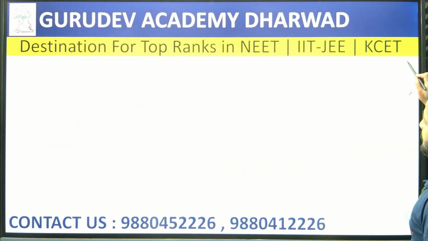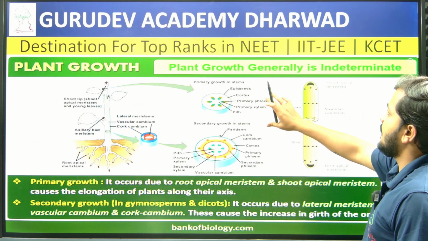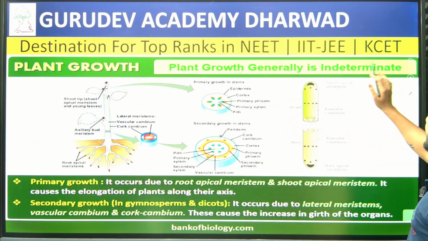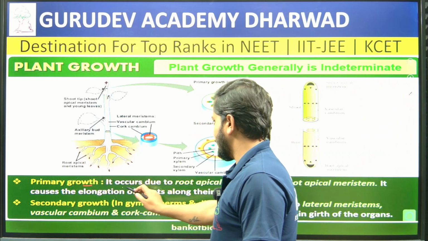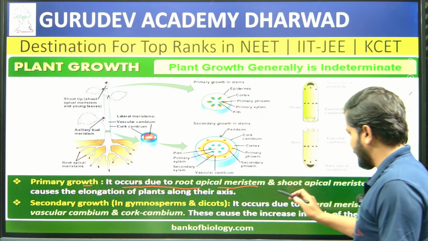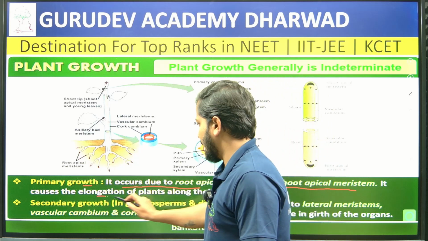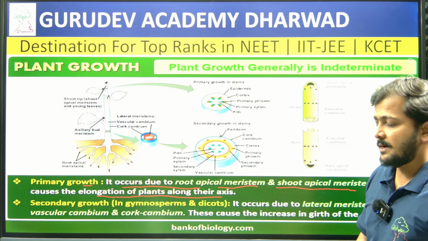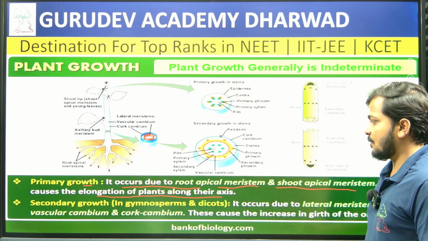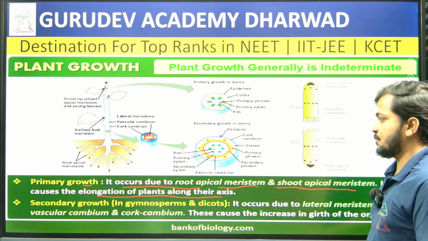Then consider how plant growth can be seen. Plant growth is generally indeterminate. Primary growth occurs due to the root apical meristem and shoot apical meristem, and it causes elongation of the plant along its axis. This is what we have studied: primary growth, with apical meristems related to the root as well as the shoot.